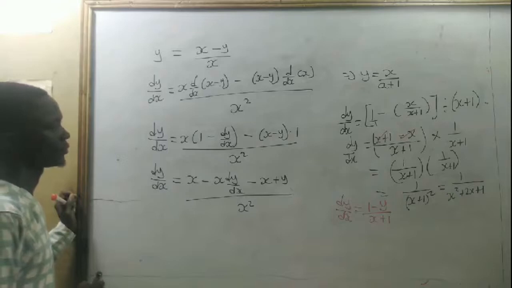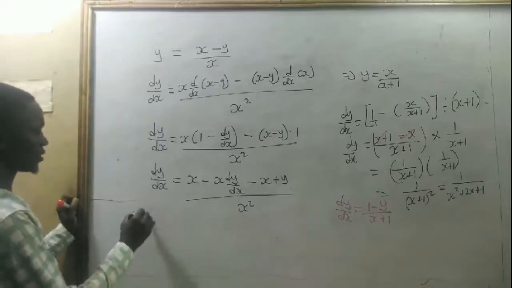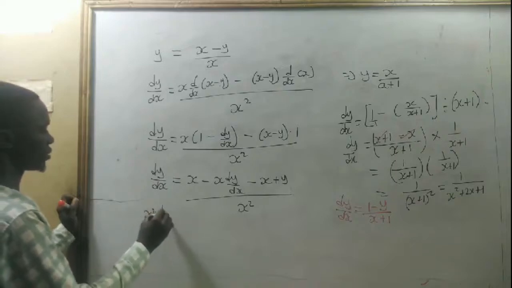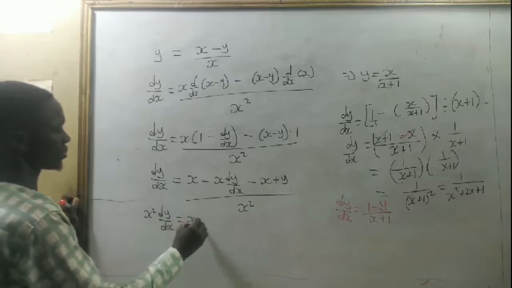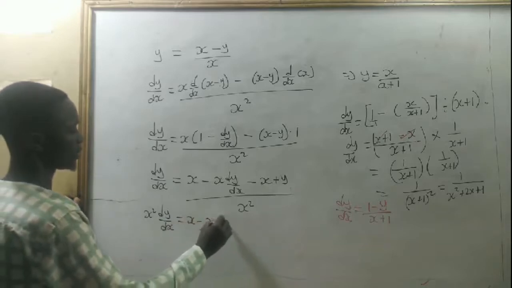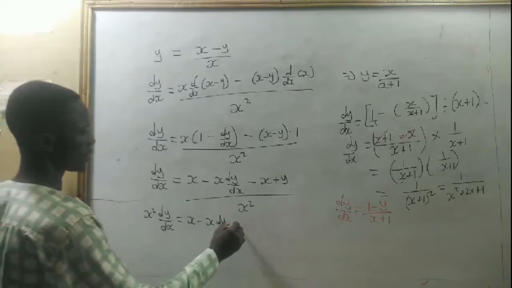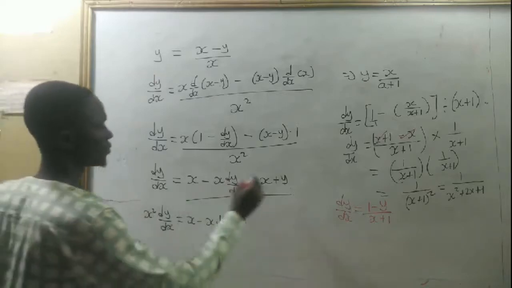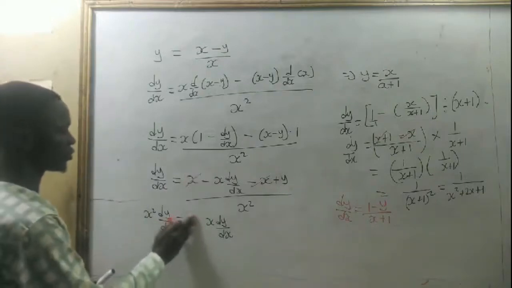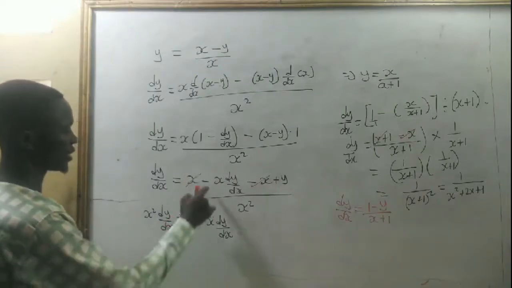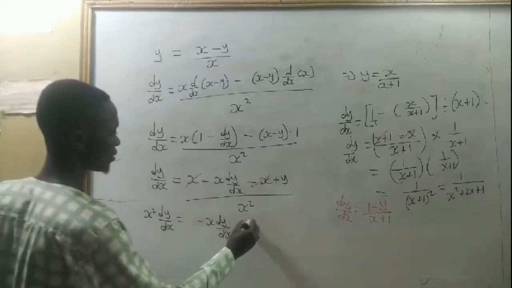Wow. So let's see. We multiply through by this. We are going to have x squared dy on dx equal to x minus x dy on dx. And here what do we do? This minus x will cancel this positive x, so this one will not come. But here we have the negative sign there, so we have here plus y.